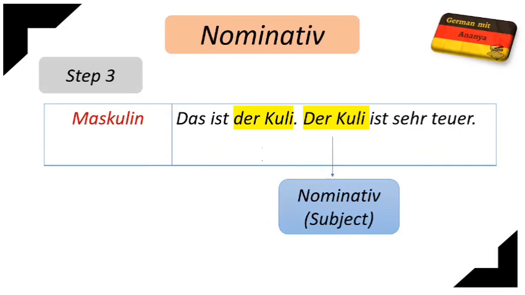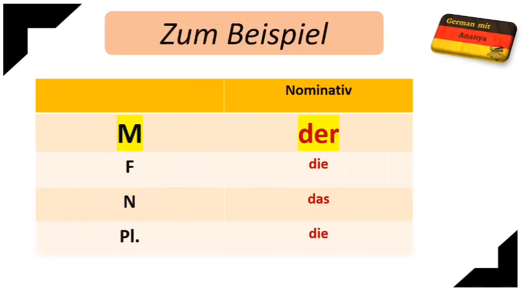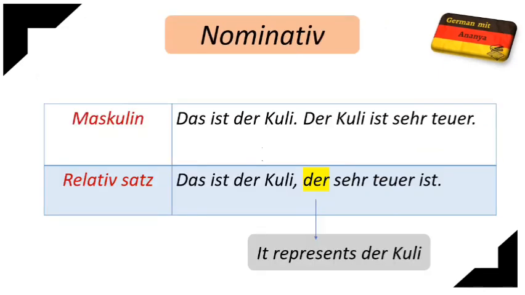Now, how will you make the Relativsatz? Masculine is der, so it will be: Das ist der Coolie, comma, then der. Der is representing here the Coolie. So, der sehr teuer ist. Why is ist at the end? Because this is the Nebensatz, and Nebensatz means the verb is always at the end. Right. So basically, you have to replace a noun with the relative pronomen. The relative pronomen is der, and what was my noun? Der Coolie. So my answer is: Das ist der Coolie, der sehr teuer ist.